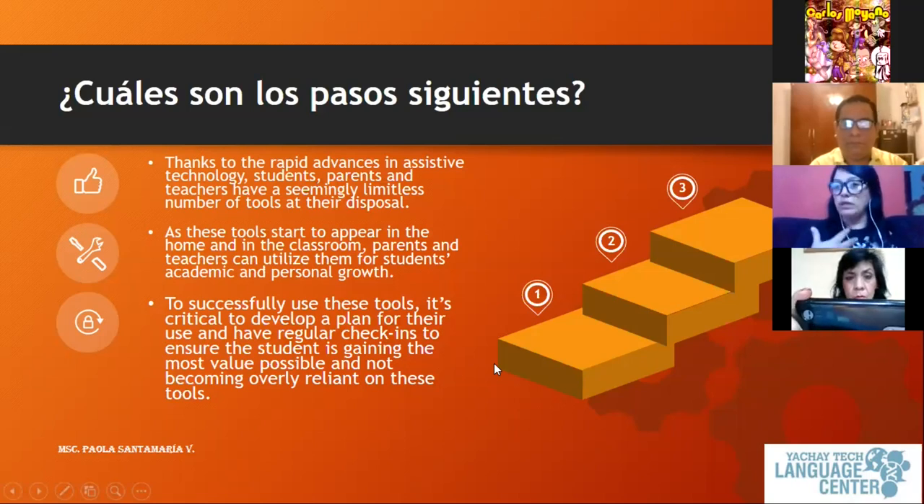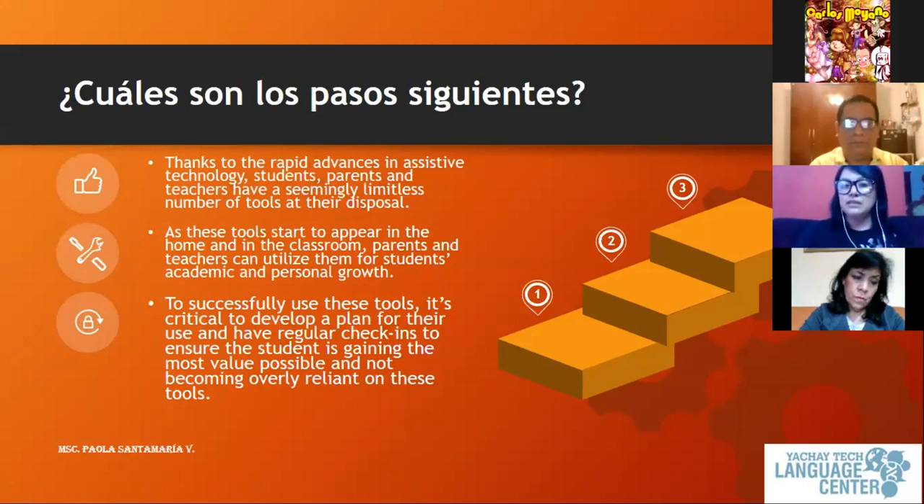So in general, for these conclusions, when we talk about the next steps when thinking about special educational needs, and we as teachers teach these students to successfully use all these tools that I have shared with you, it's critical that we as teachers develop a plan for their use, right? A different plan from the regular one, in order to see if these students are really gaining the most value possible and not just becoming dependent on these assistants, right?